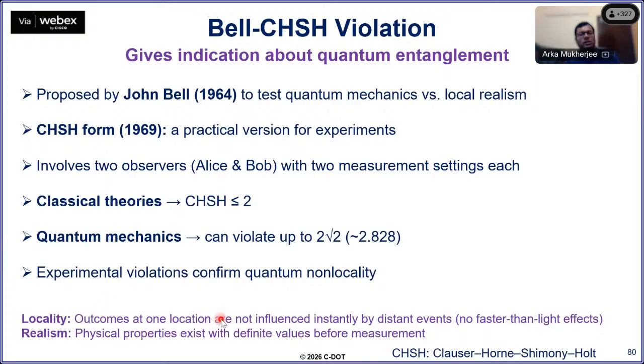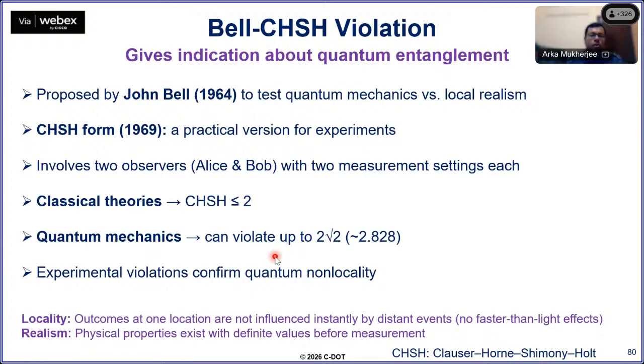Locality means that outcomes at one location are not influenced instantly by distant events. So in quantum entanglement, what is happening? If I measure at Alice and get vertically polarized light, we immediately know that at Bob's end we will get horizontally polarized light.